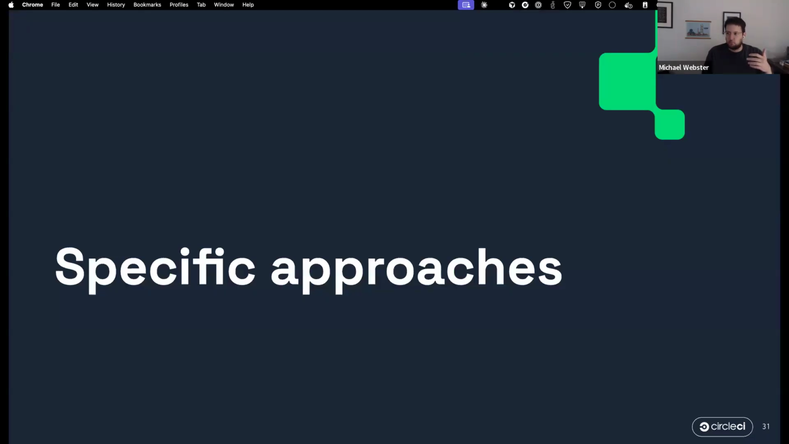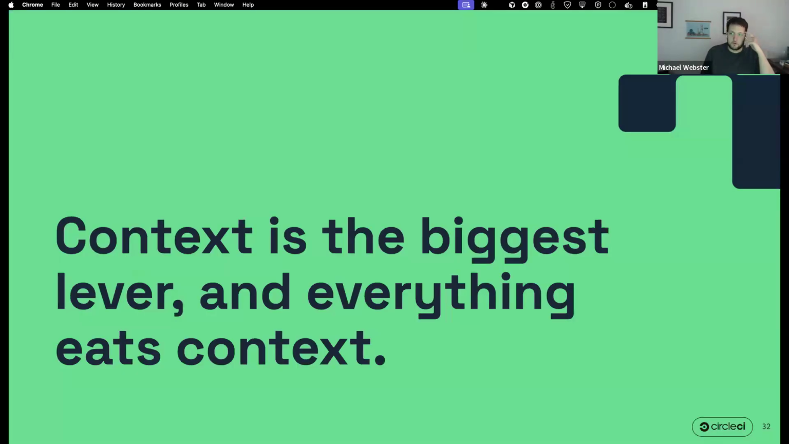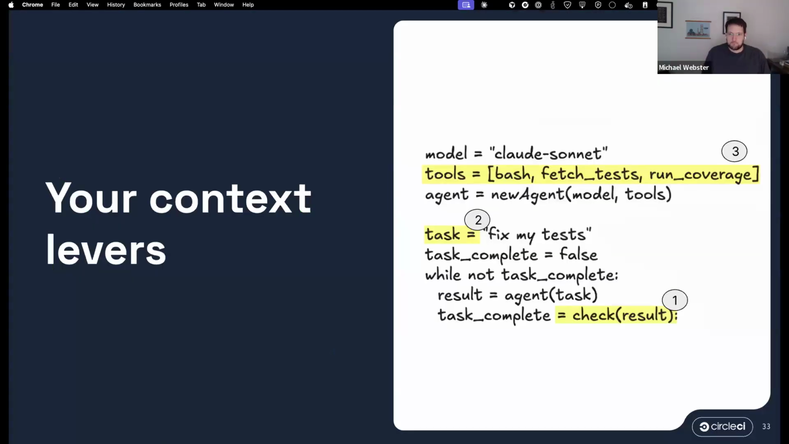Okay, so what does that look like today? It's all well and good to say let's reinvent the SDLC, but what are some specific approaches that we're seeing be effective, that we think are promising, that we think could eventually become approaches to address this? Going back to our agent model, context is the biggest lever that you have today to manipulate. Everything you have eats context. So the tools, the prompts, processing results, all of those things consume context, and the number of levers you have to manage context within the agent is actually relatively small.